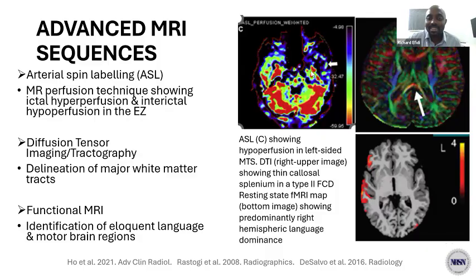Now, this is an image of arterial spin labeling MRI that shows this region of hypoperfusion, inter-ictal hypoperfusion, in this patient with epilepsy. And this is an image of MR tractography, and this particularly shows thinning of the splenium of the corpus callosum. This is an image of functional MRI that shows predominance of the language area on the right side of the cerebral hemisphere in this case.